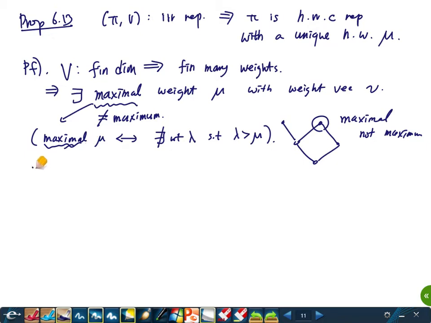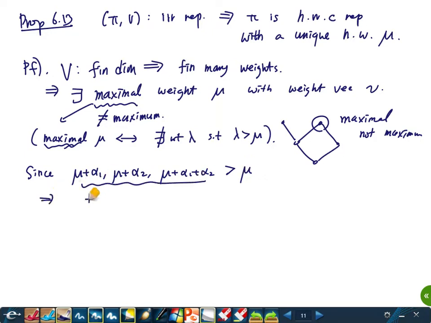And we know that since mu plus alpha 1, mu plus alpha 2, mu plus alpha 1 plus alpha 2 are higher than mu, right? This minus this is a positive sum of alpha 1, alpha 2. This means these are not weights. This cannot be a weight because otherwise mu is not a maximal element. Okay? These are not weights.